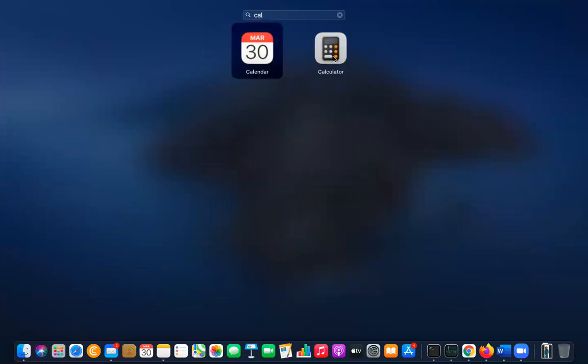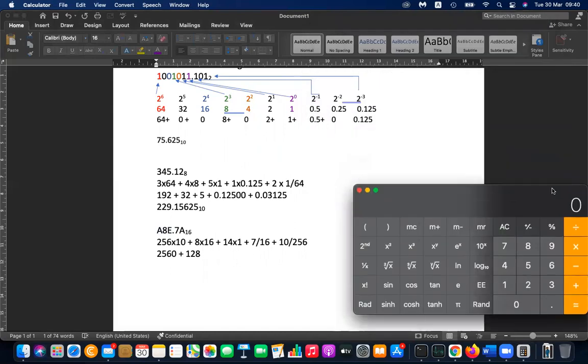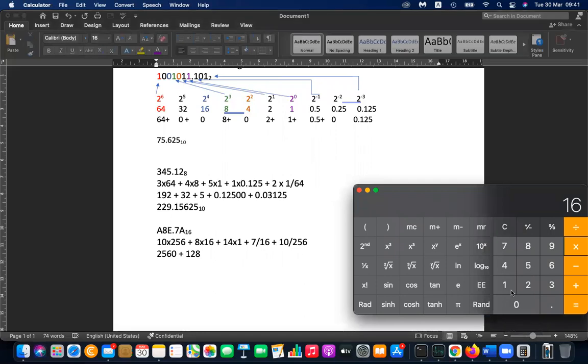So then you don't need to make the A as 10 and the 8 as 8 and the E as 14. You are thinking about the size. This is 10 into 256. It must be by position. 2048, so this is wrong. Just try converting this.